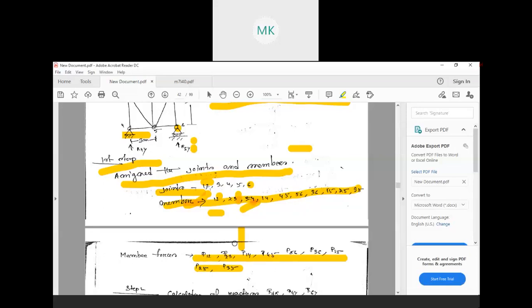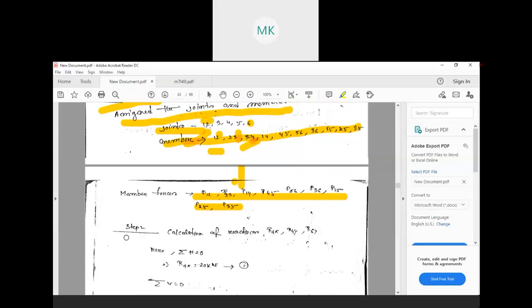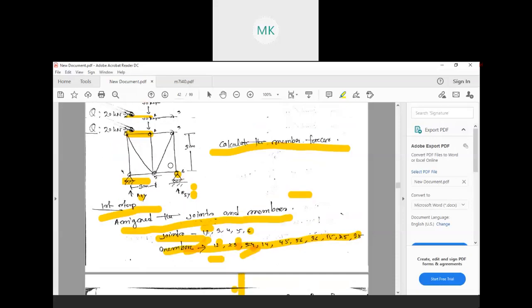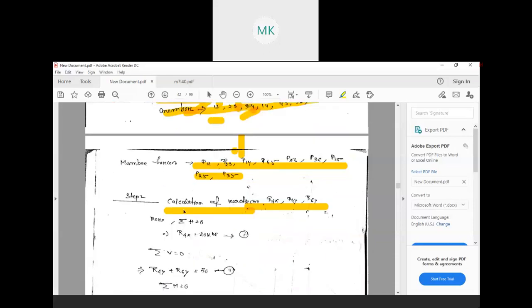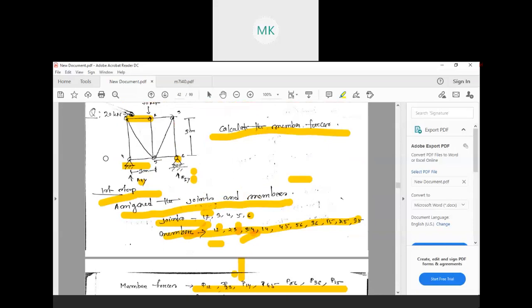Next, in step 2, calculation of reactions. We need to find this reaction. As you can see, there are reactions here. This is a fixed point, so we will get one reaction from here: R4y, and here R6y, because it is in the y direction. So see these reactions R4x, R4y, R6y. From here, one reaction will also come as it is a fixed joint.